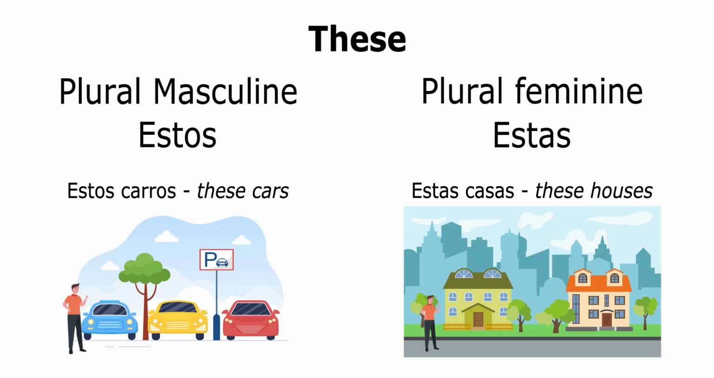The plural masculine word for these is estos, estos carros, these cars. The plural feminine word for these is estas, estas casas, these houses.